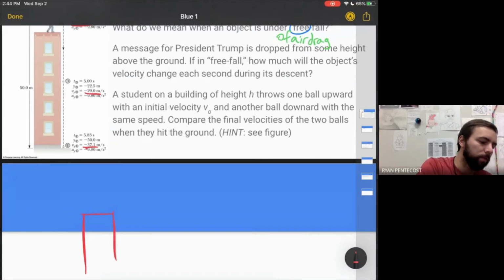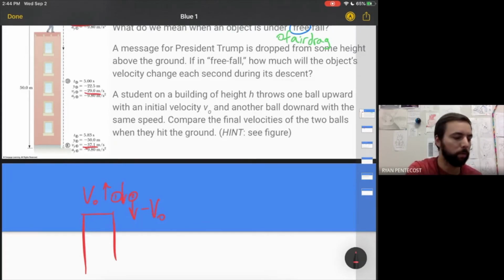If ball 1 is thrown up with an initial velocity v naught, ball 2 is thrown down with a velocity of negative v naught, right? Same speed, but opposite direction. When ball 1 comes back down to start its downward journey from that level, it will also have negative v naught, as we saw up here.